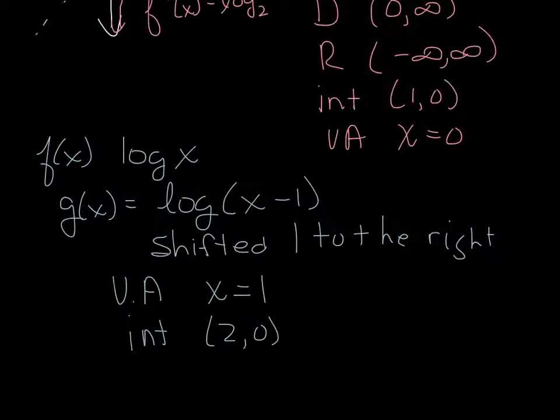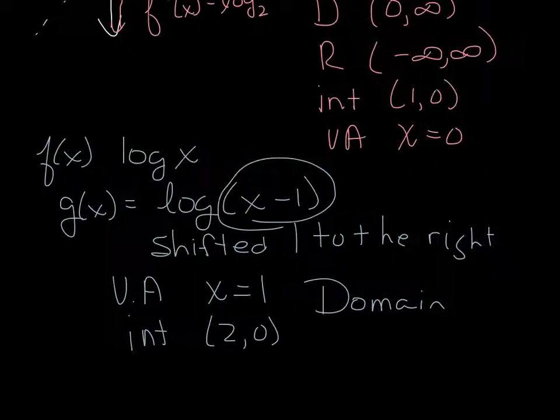So if I wanted to find the domain, we set whatever is here greater than 0. So our domain is x is greater than 1. That helps us too when we think about where our vertical asymptote is going to be.